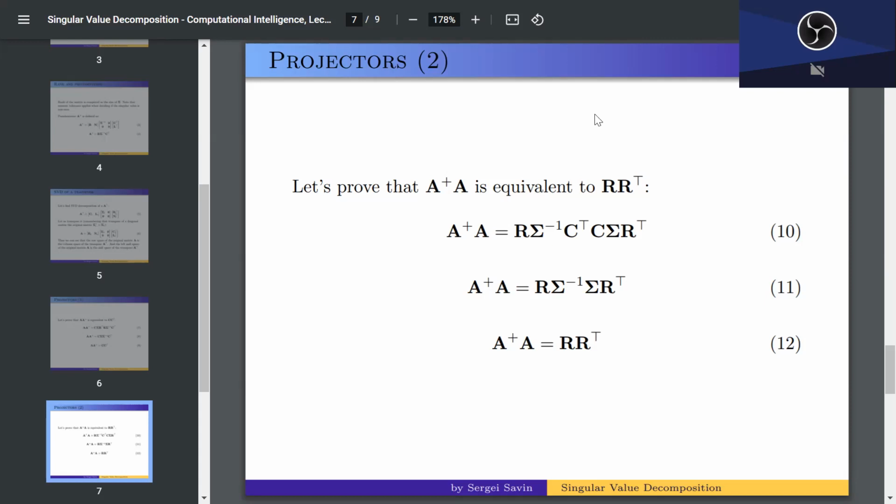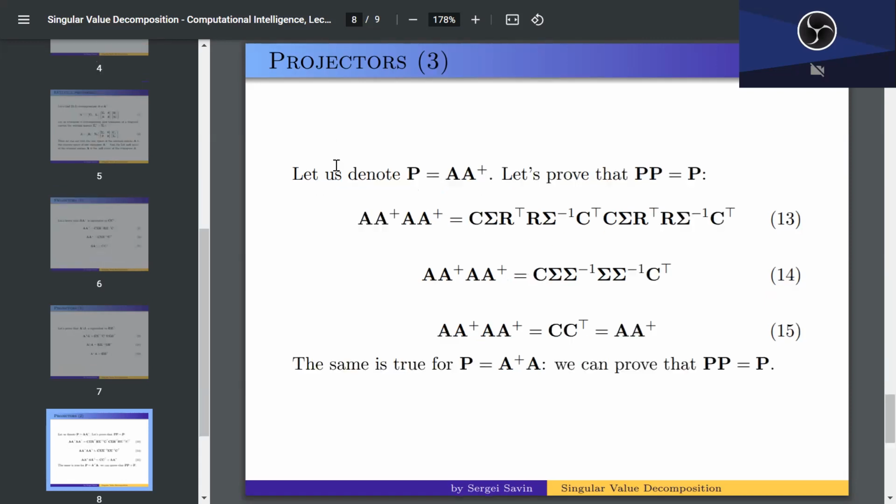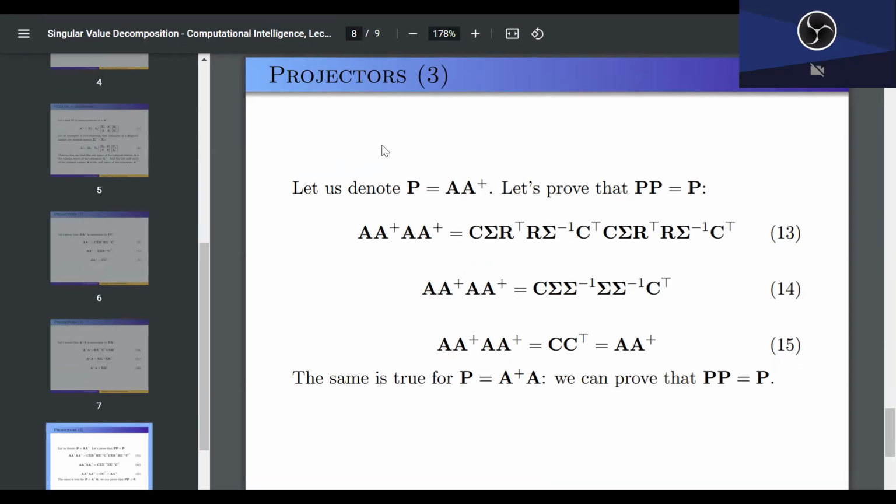Okay. Next, what we can prove. One second, sorry. My apologies. So next, let us prove something quite interesting.